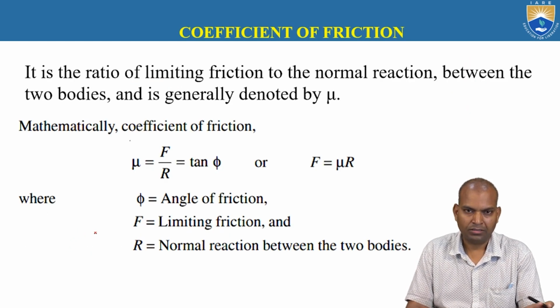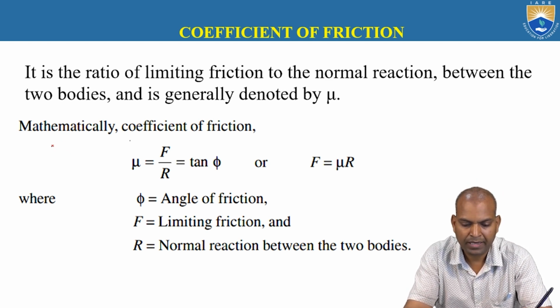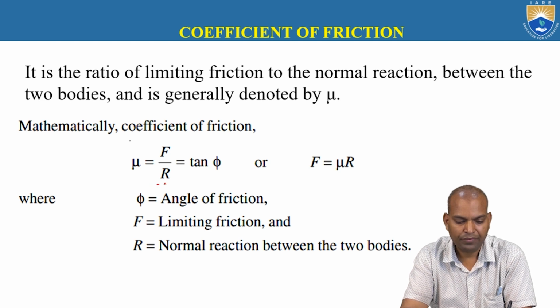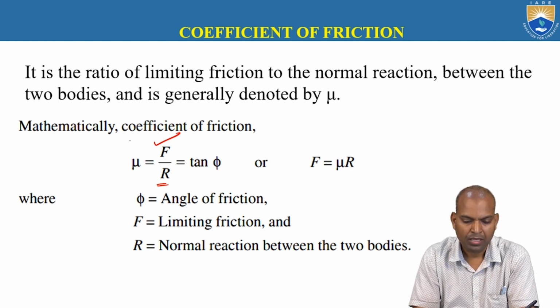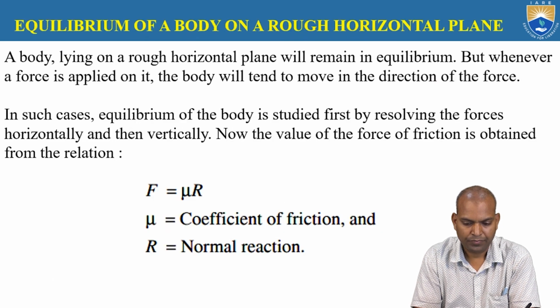Now, finally, the coefficient of friction. It is the parameter with which we can quantify or describe friction. The coefficient of friction mu equals F by R, where F is the limiting friction force and R is the normal reaction between the two bodies or surfaces. So mu equals F by R, or tan phi, where phi is known as the angle of friction. These are the terms.